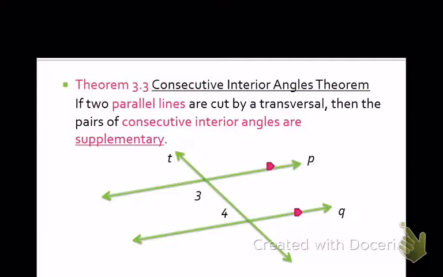Consecutive interior angles are also, whoa, wait a minute, if you go back and look, they're not congruent. They actually add to 180. Of all these angle pairs that we're talking about, consecutive interior angles are the only ones that are supplementary. Everybody else is congruent. So 3 and 4 are going to add to 180 degrees.